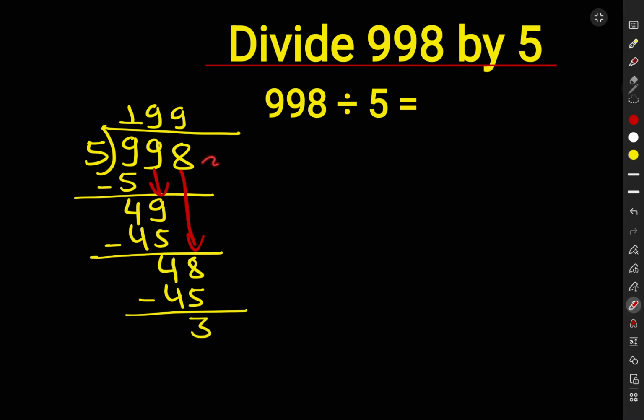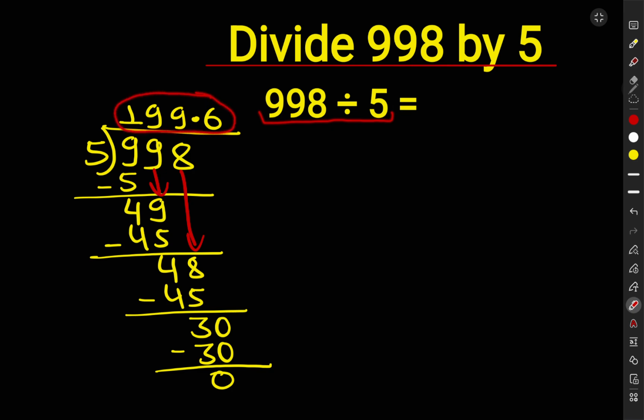So now we have no other number to put down. So we take here decimal, so that we put 0. So it is 30 and 5 times 6 is 30. On subtracting we get 0. So 998 divided by 5 is 199.6.